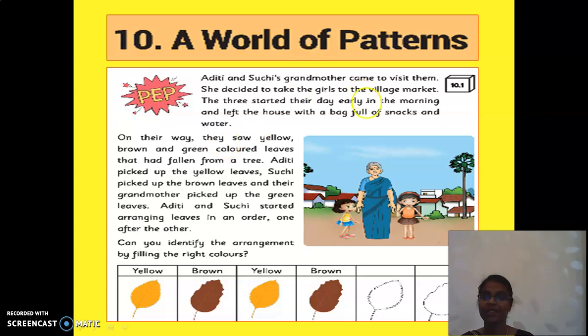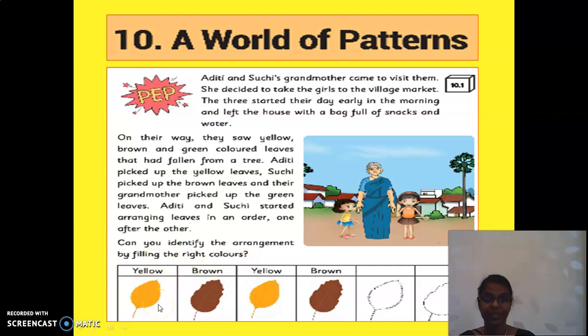Likewise, Aditi picked up the yellow leaves, Suchi picked up the brown, and their grandmother picked up the green. Each and every person picked different colors. Aditi and Suchi started arranging the leaves in an order. The two of them were arranging simultaneously. Can you see here? Can you identify the arrangement by filling in the right colors?